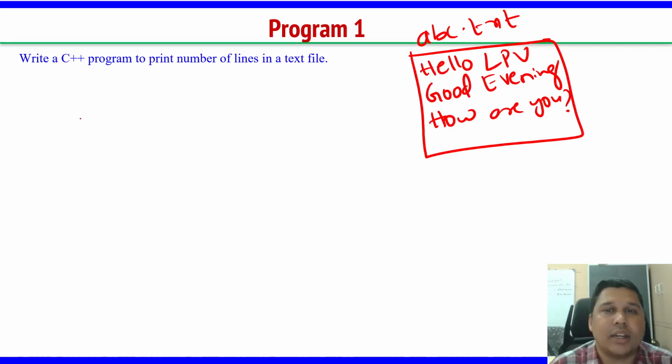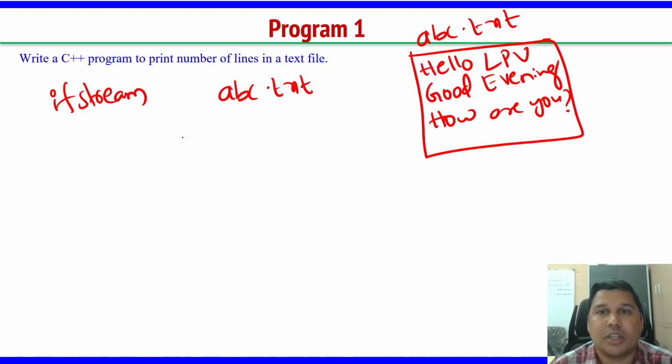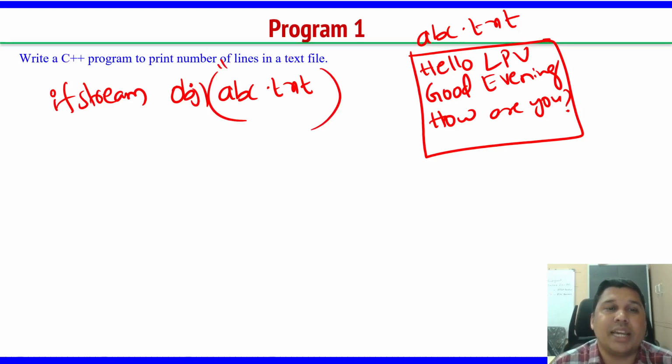So what do you have to do here? First, let there be an existing file. So, using ofstream? Do we have to use ofstream? No, I have to read it, right? I have to read, so I have to use ifstream. Open that abc.txt file with some object. After that, you have an object obj1, right?